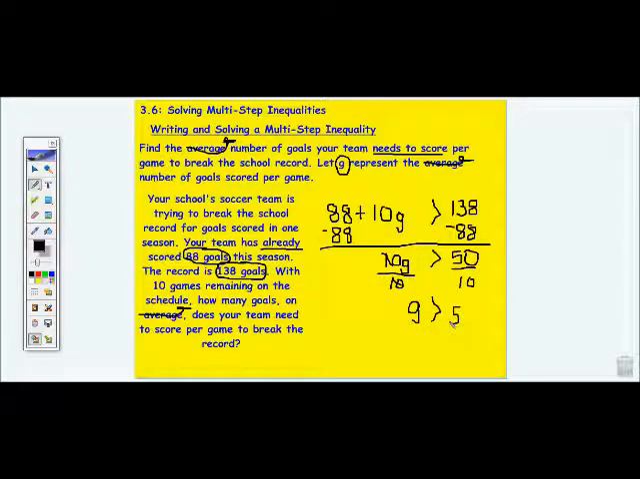So we need to score more than 5 goals per game to break the record, an average of that. The reason they're using average is if on one game we score 7, we might not need to do 5 on the next game, we'd be okay still with 3 goals. But the main idea of this example was to write an inequality.